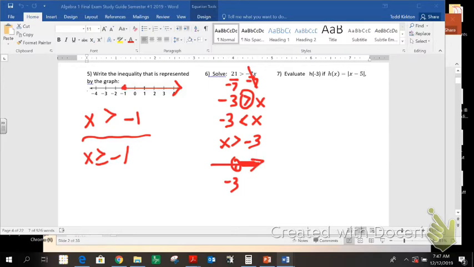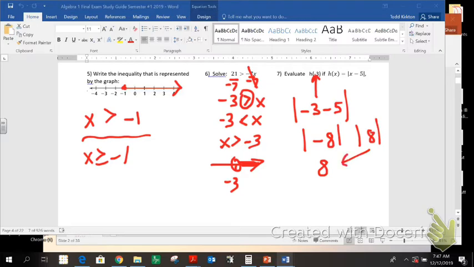Evaluate h of -3. You can plug in -3. So I have -3 minus 5. This is absolute value. That means when you get it down to one number, you always make it positive. So if this had been 8, it would have also been 8. So -8 and 8, absolute value is how far you are from 0.